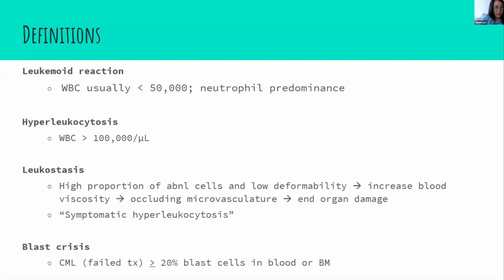And then finally, blast crisis is specifically in CML, and it won't really be the first presentation of CML. It'll be CML that failed treatment. This is defined by greater than or equal to 20% blast cells in the blood or bone marrow. So now I'm going to go more into leukostasis, because I think that's what we always think is blast crisis, and that's the emergency we need to treat, but it's called leukostasis.